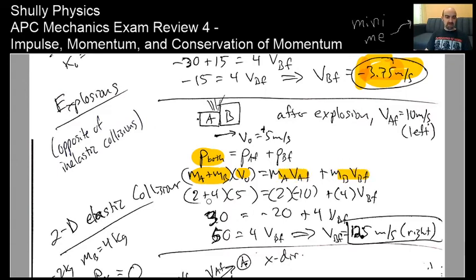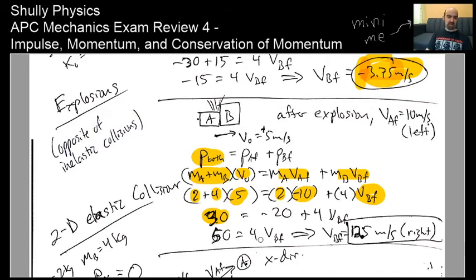So this could be an object that explodes. One object has a mass of 2, the other piece of the explosion is a mass of 4. But beforehand, they're traveling together for a total mass of 6. And so 6 kilograms times 5 meters per second would be 30 kilogram meters per second of momentum to begin with. Now that 2 kilogram piece of mass is found to be moving at negative 10 meters per second after the explosion. So what about that second one?